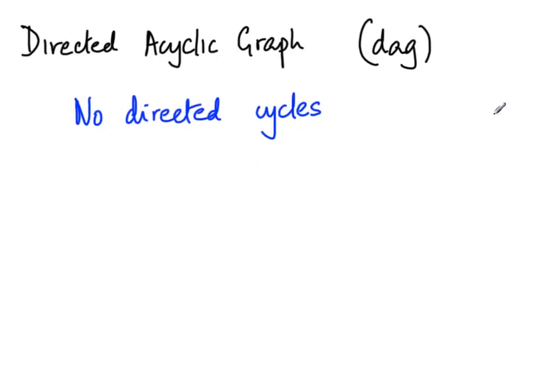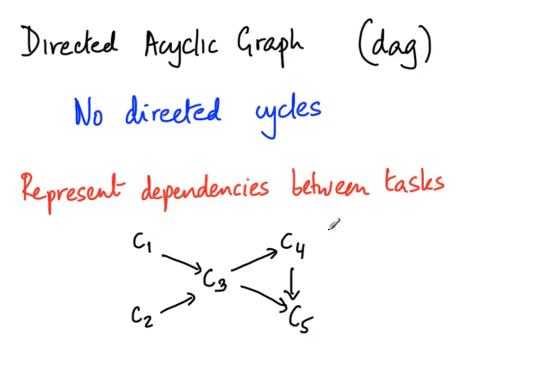So a directed graph without directed cycles is called a directed acyclic graph, and this is often abbreviated by the term DAG, taking the first letters of directed acyclic graph. So a DAG is a directed graph with no directed cycles. It turns out that DAGs are quite useful for representing dependencies between tasks.